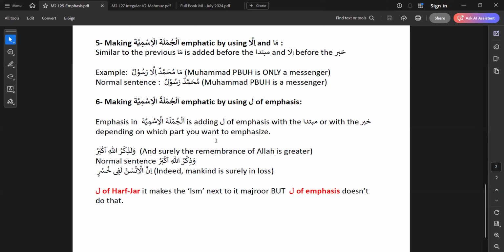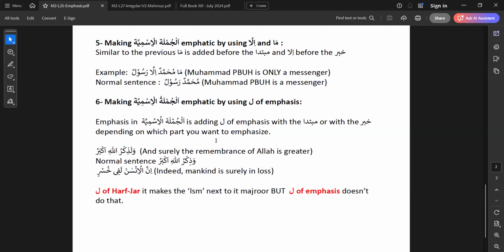Good. Another example, Innal insana lafi khusr. Indeed, Innal insana, that's one type of emphasis here. Then you have lafi. That lam is another, double emphasis, lafi khusr. So indeed, mankind is surely in loss. That la before the harf jar, lafi khusr, is surely in loss.